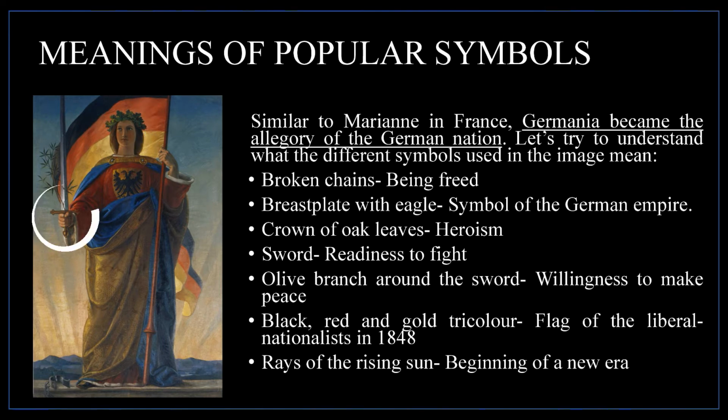The sword in her right hand symbolizes a readiness to fight, and the olive branch around the sword symbolizes a willingness to make peace as well. The black, red and gold tricolour flag was the flag of the liberal nationalists in 1848, and the rays of the rising sun behind her signify the beginning of a new era.